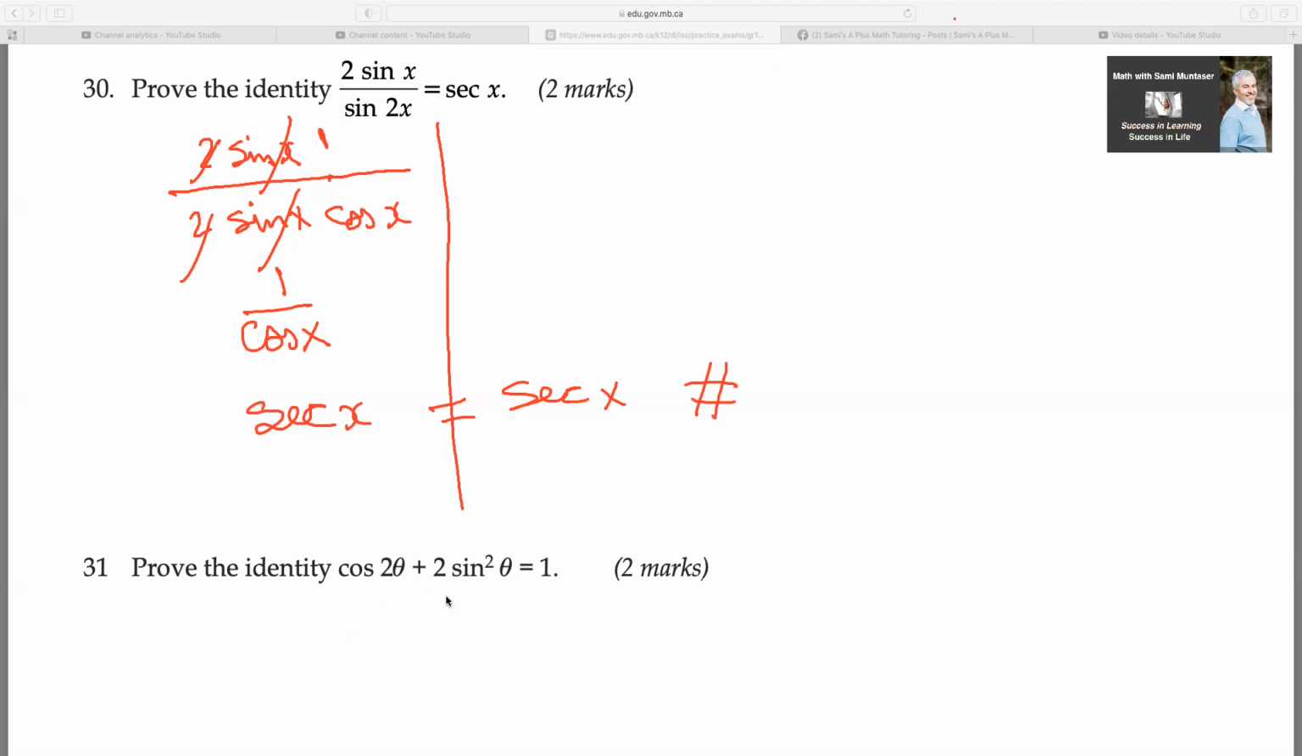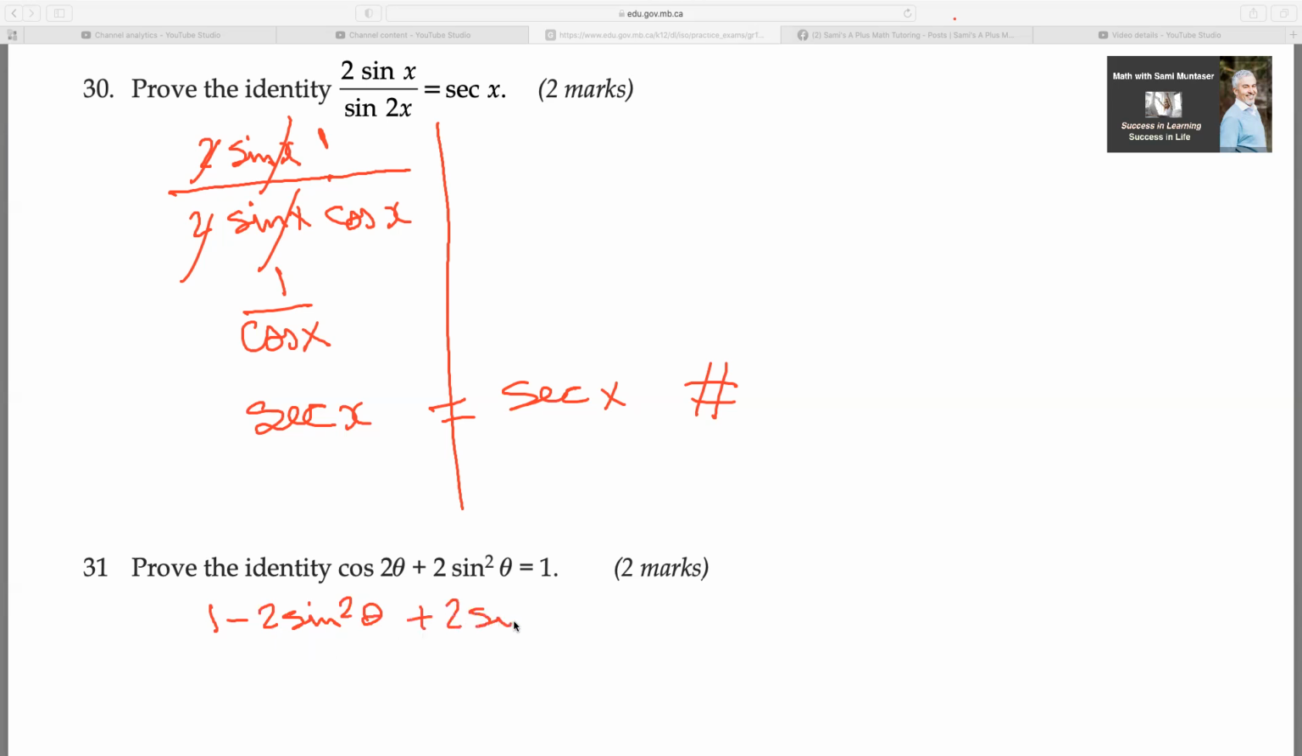Now see, cos 2 theta plus 2 sine squared theta equals 1. Again, this looks like I have to factor, but I have cos here and I have sine squared. This is a single angle, this is a double angle. I cannot do it unless I make some changes. Cos 2 theta, you have 3 choices: cos squared minus sine squared, 2 cos squared minus 1, or 1 minus 2 sine squared theta. Definitely you want to choose 1 minus 2 sine squared theta for that one.